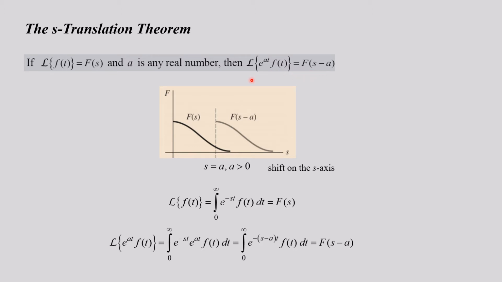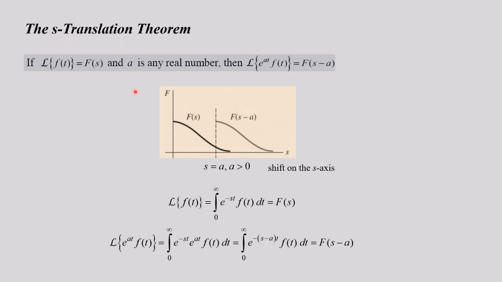Now let us look at the graphs of F of s and F of s minus a. So suppose this is the graph of F of s, and this is the s-axis, and we note a point a on the s-axis where a is positive. So when you say F of s minus a, it simply means the graph of F of s shifted by an amount of a unit along the s-axis. Or we say that a translation of F of s occurs along the s-axis by an amount of a unit. So that's why we call this theorem the S translation theorem.